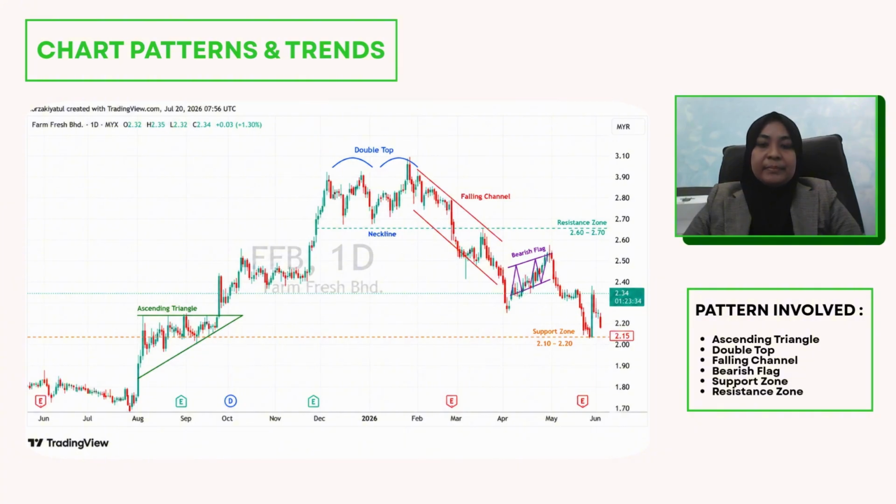Then, from April to May 2026, the bearish flag appeared, suggesting that the brief recovery was only temporary before the price continued to fall. The key support level is around RM 2.10 to RM 2.20, while the resistance level is around RM 2.60 to RM 2.70. In conclusion, Farm Fresh price is currently showing a bearish trend. Therefore, investors should monitor the support level closely and wait for a stronger buying signal before making an investment decision.